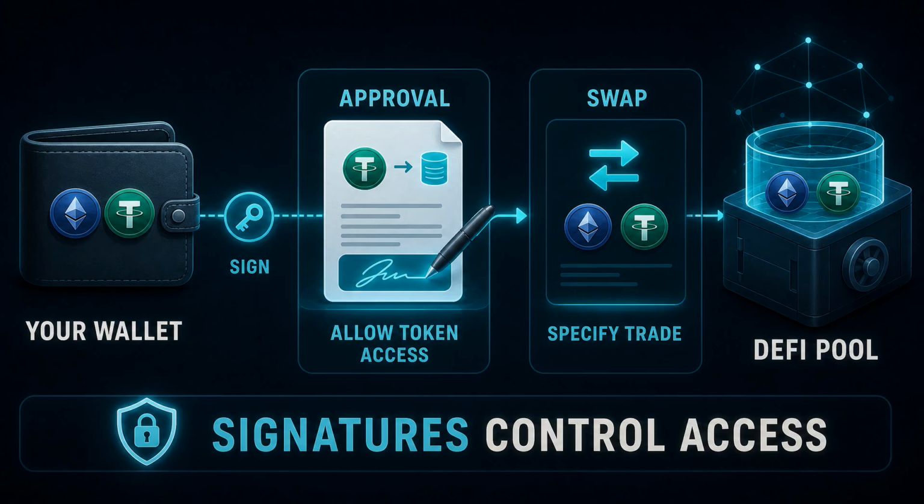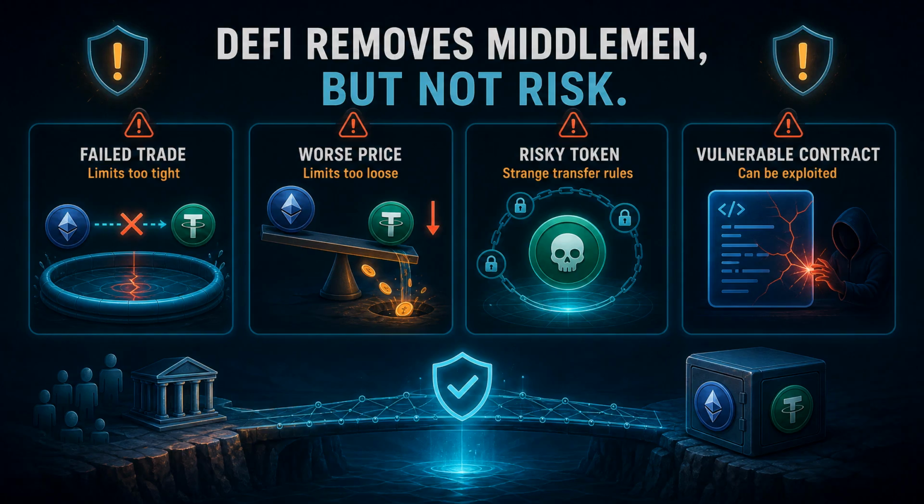When you use a DeFi pool, your wallet usually signs permissions and transactions. A token approval lets a contract move a specific token from your wallet. A swap transaction tells the contract what trade you want. Understanding approvals matters because signatures control access. Several things can go wrong.